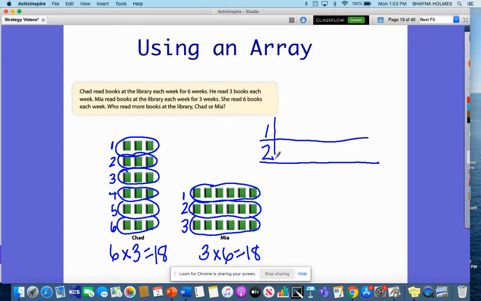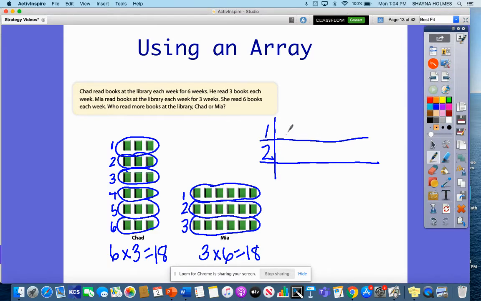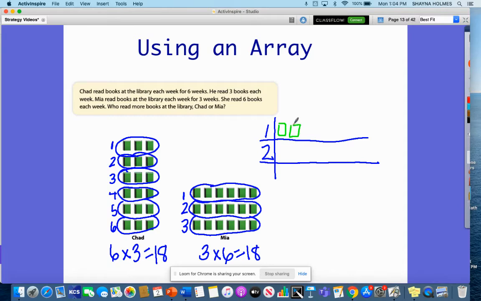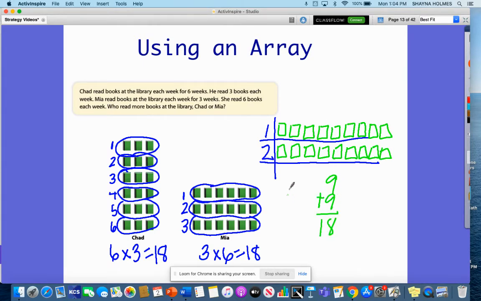So if I wanted to read the exact same amount of books, I would have to read 9 books. So here I have 1, 2, 3, 4, 5, 6, 7, 8, 9. And then I'm going to read the exact same amount of books on the 2nd week. I know this because 9 plus 9 is 18, and this also is another multiplication problem. 2 times 9 is 18.